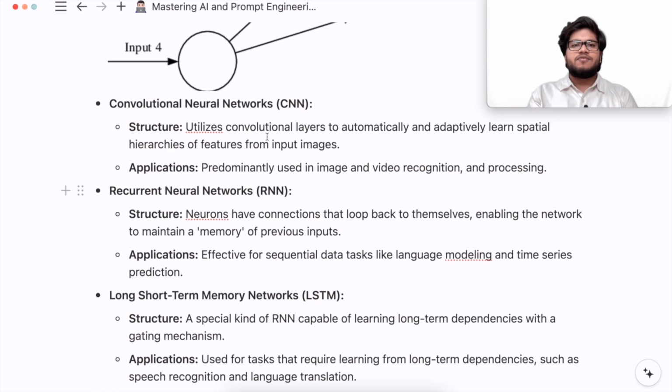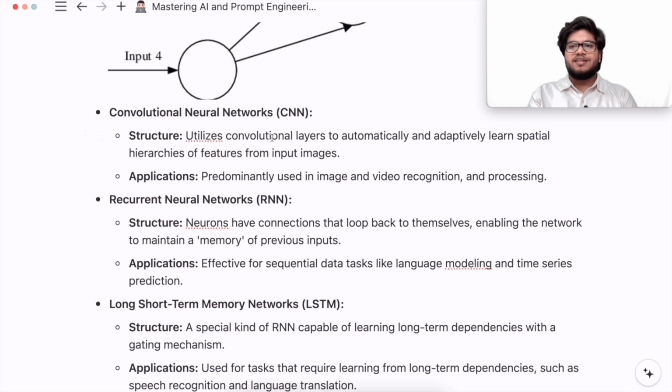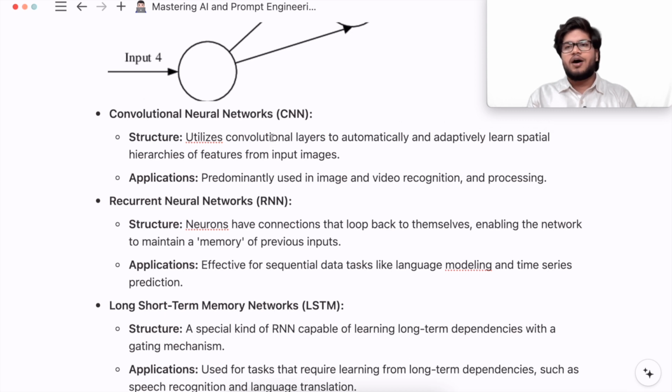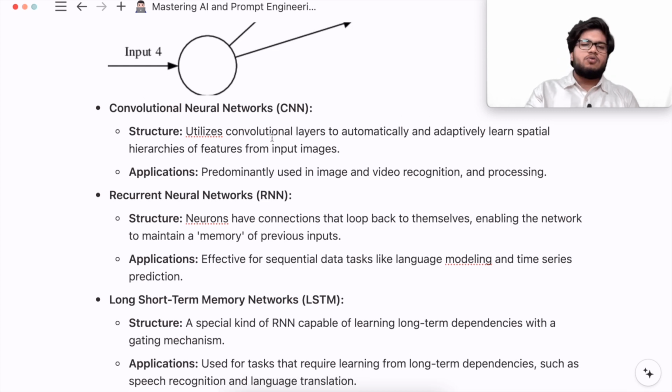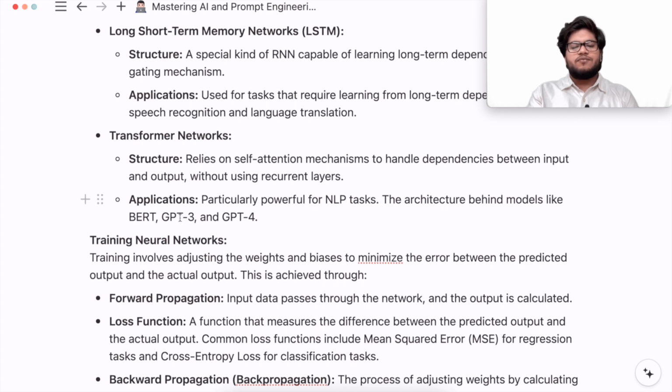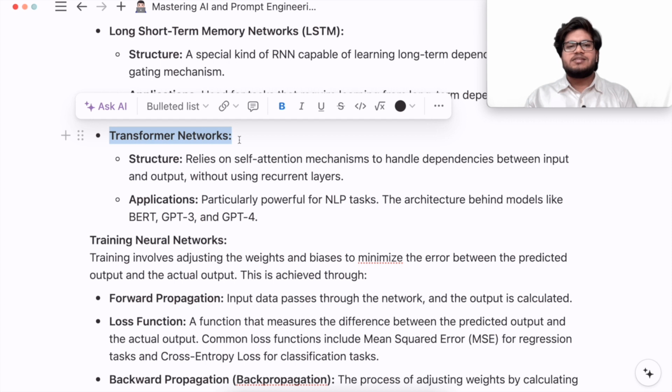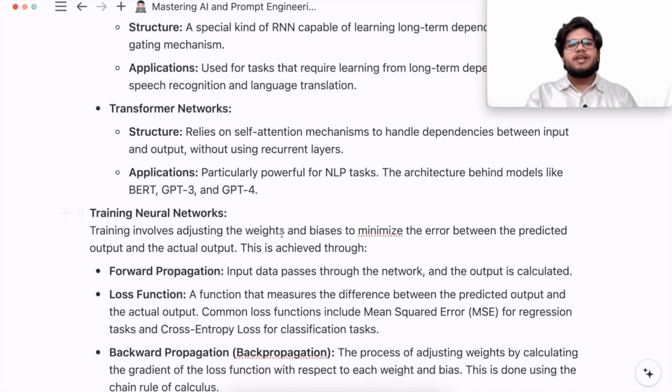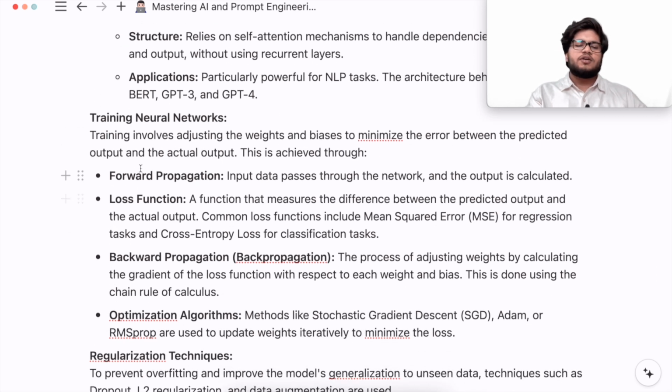We have studied different kinds of neural networks and their architecture. ChatGPT 3, 4 and 4.0 are all made on the transformer neural network. Now, how to train a neural network? There are different ways to train a neural network. We have to train it so that it gives us the best result.